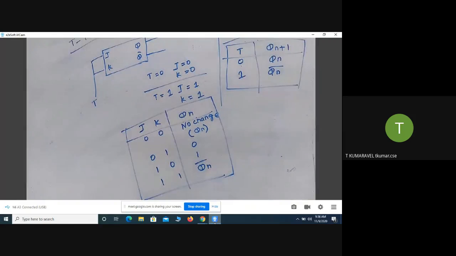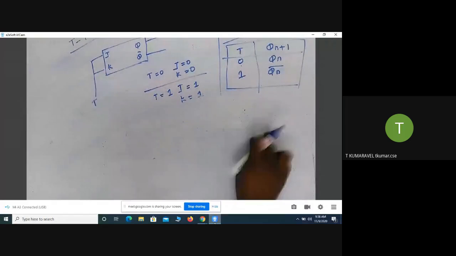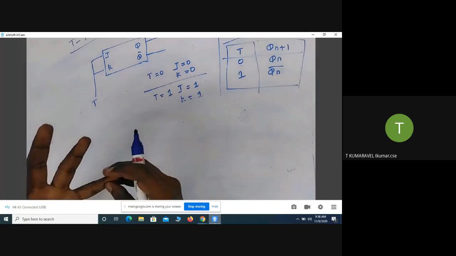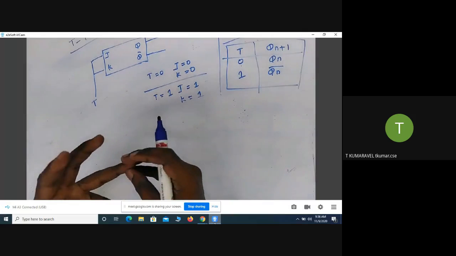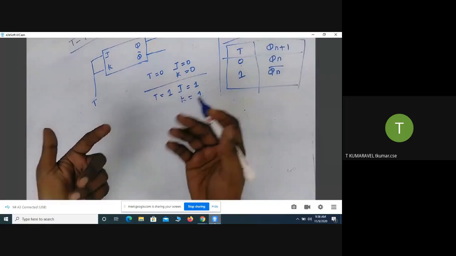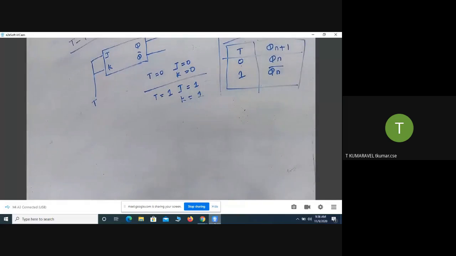Yes, sir. So based on that, once I find the truth table, I'm going to draw the characteristics table, followed by the characteristic equation, followed by the excitation table and state diagram. That is the procedure. You are going to tell the answer.